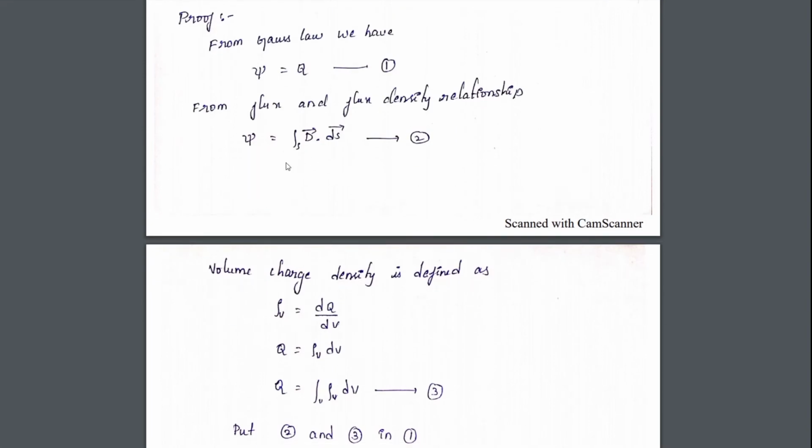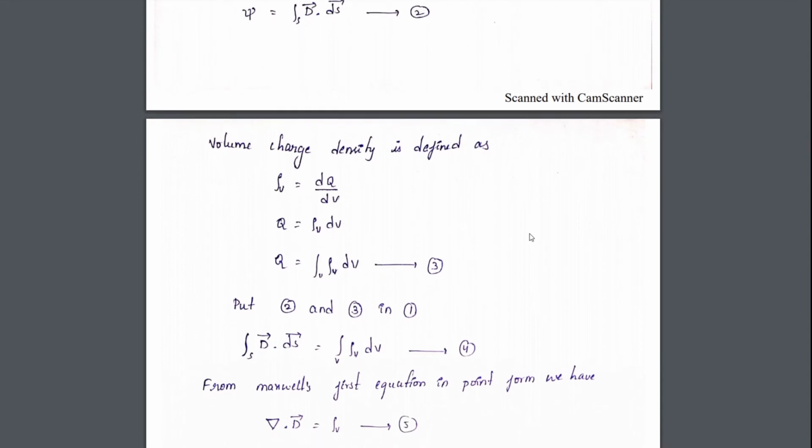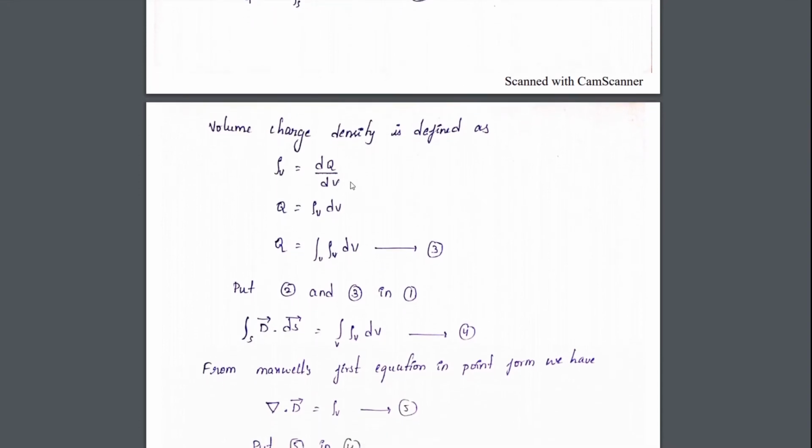That is the second equation. Then we know what volume charge density is. Volume charge density rho v is dQ by dV. If you cross multiply, you get dQ, not Q, sorry. dQ will be rho v into dV. Then if you integrate, Q will be the integral of rho v into dV. So Q can also be expressed as the integral of rho v into dV.